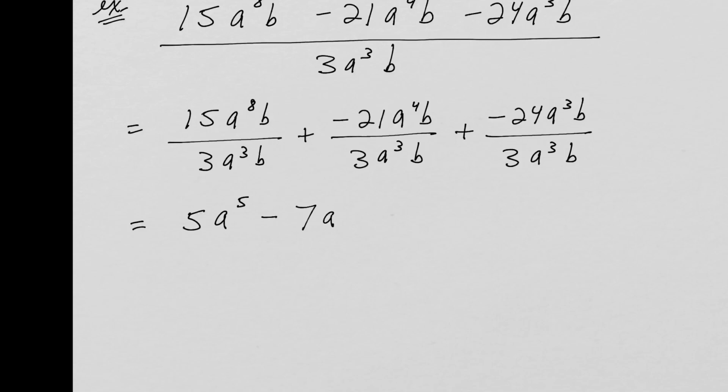And then finally, negative 24 divided by positive 3 is a negative 8. And then a cubed over a cubed is 1, that's gone. And b over b is also 1. So it's just negative 8. So 5a to the 5th minus 7a minus 8. Great, that's it. So that was the last lecture for Algebra 1.